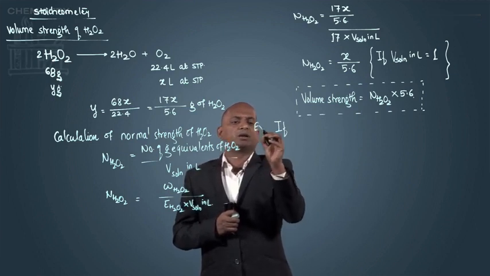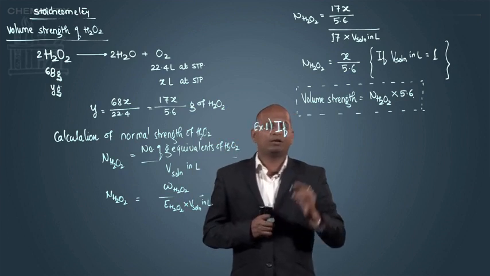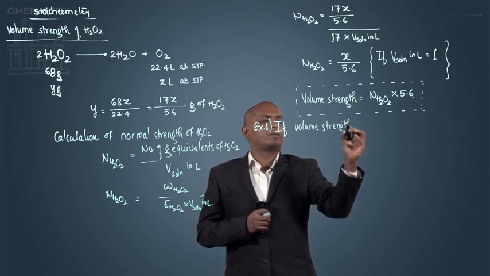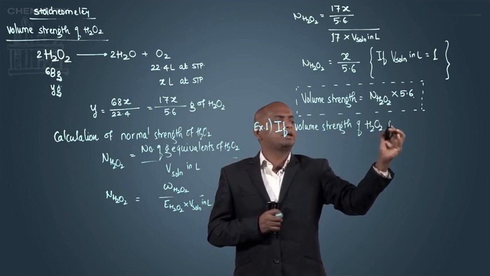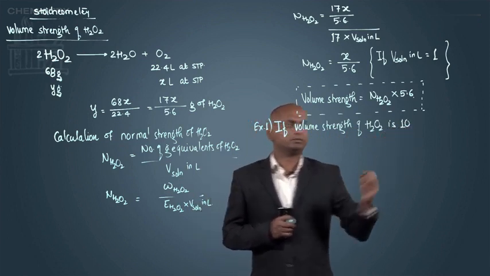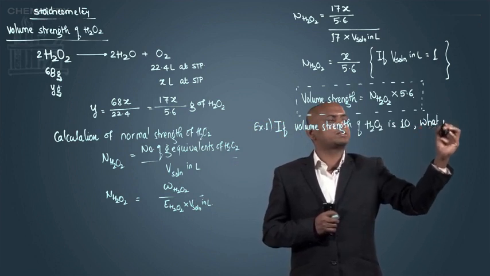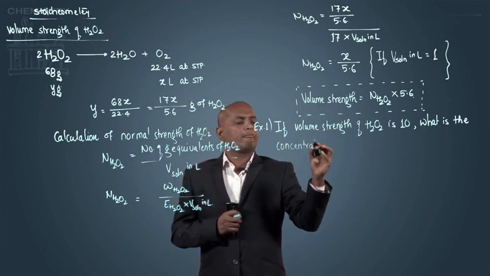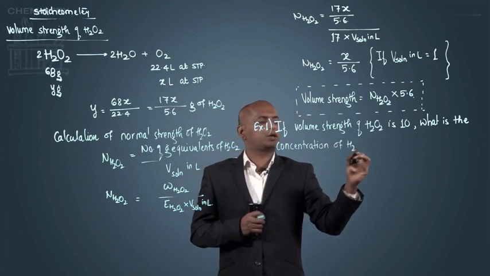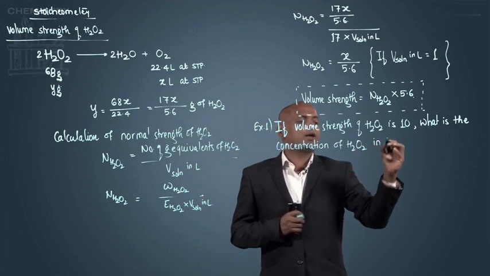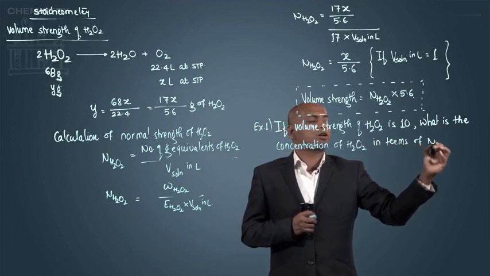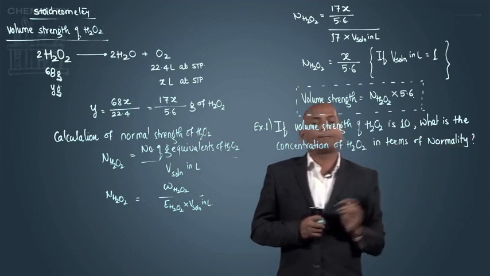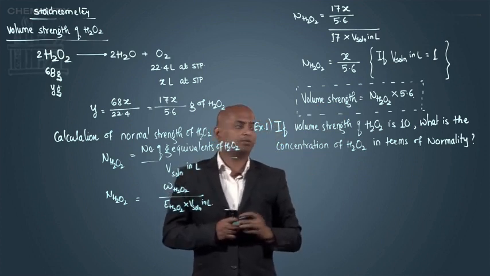Let us consider an example. Example 1. If the volume strength of hydrogen peroxide is 10, then what is the concentration of hydrogen peroxide in terms of normality?